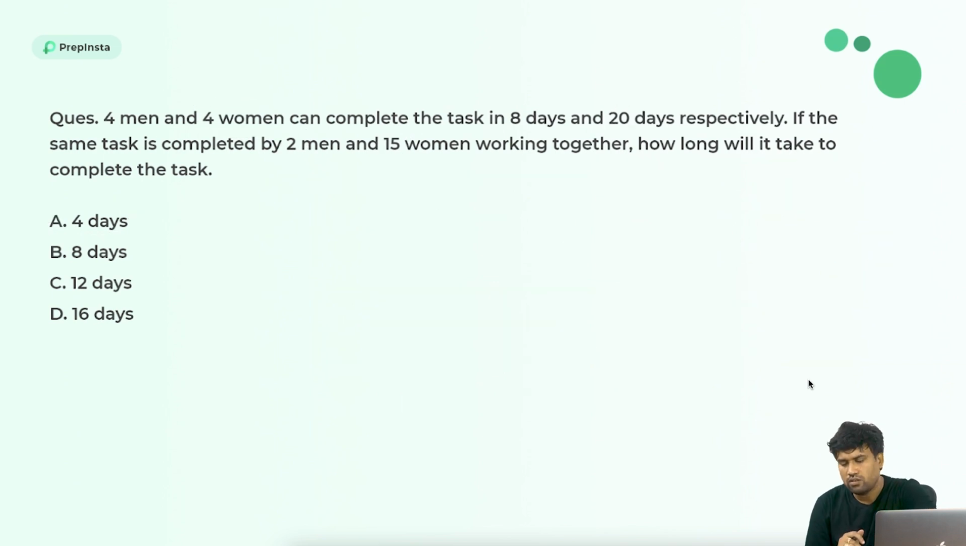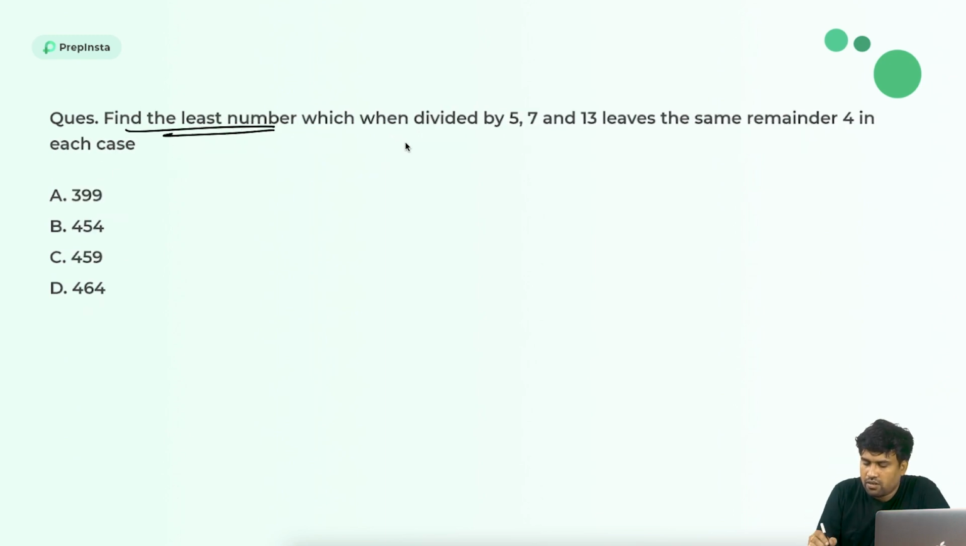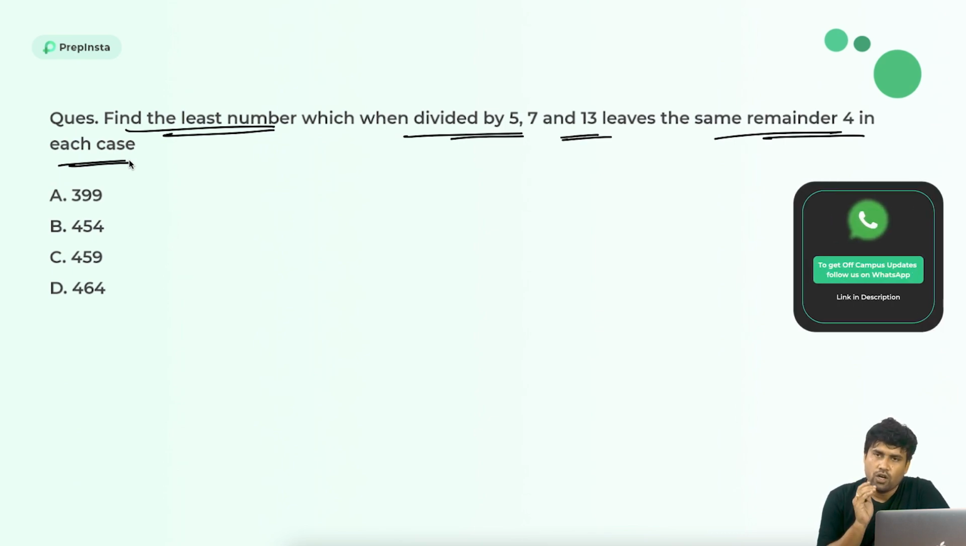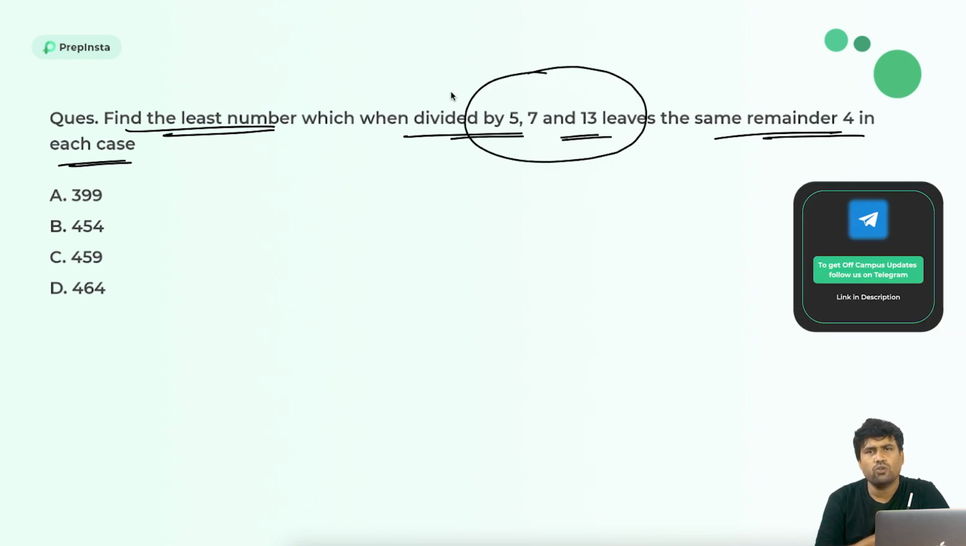So just look into the next question. Find the least number which when divided by 5, 7, 13 leaves the same remainder 4 in each case. So whenever you are doing this type of remainders concept or number system related problems, I always suggest you guys, don't go with the options. Why? Because this is a straight away question they're asking. You don't have to go for the options.